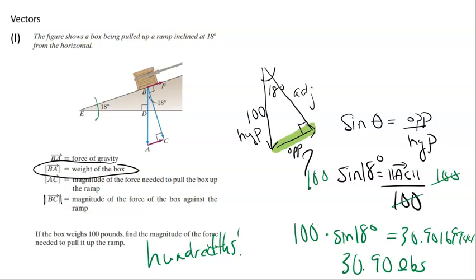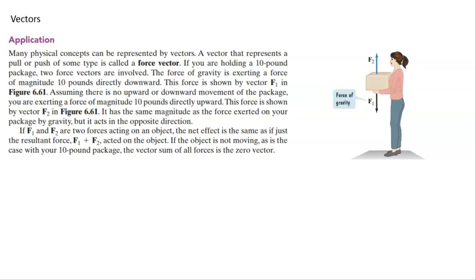I've got one more thing I wanted to discuss. It's not a regular problem. It's just an idea to help you with other word problems you may run into. This is just really cut and paste from the textbook. I thought they did a good job of it. Their drawing was great. I just went with it. It says many physical concepts can be represented by vectors. A vector that represents a pull or a push of some type is called a force vector. So if you're pulling up a cart or you're pushing a lawnmower, let's say, those are force vectors.